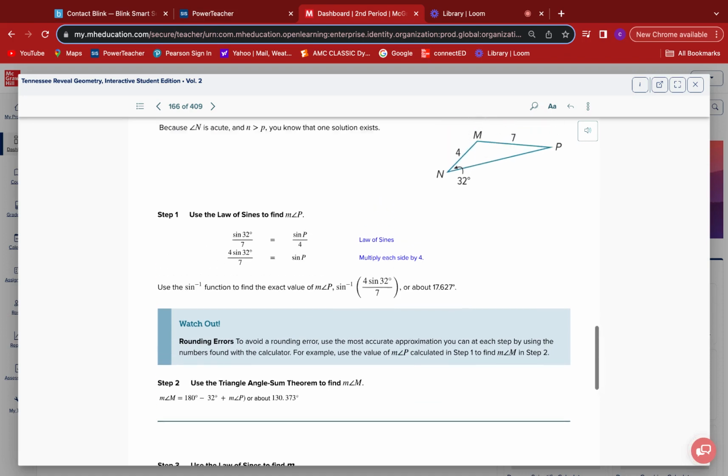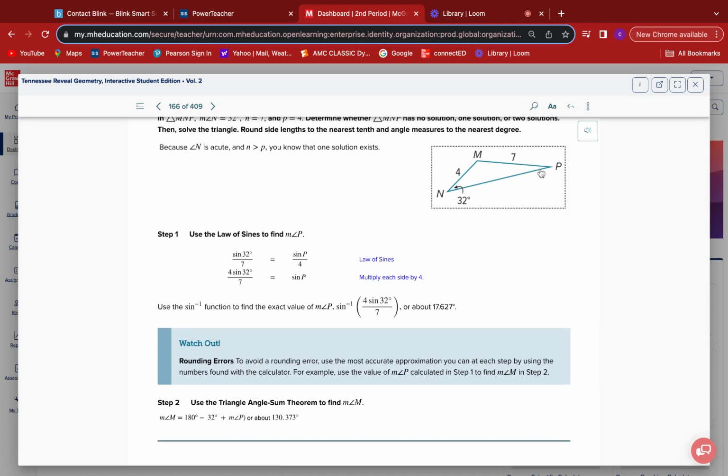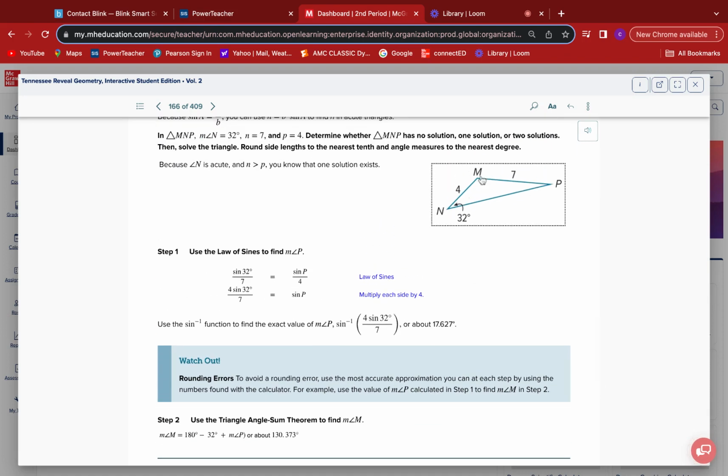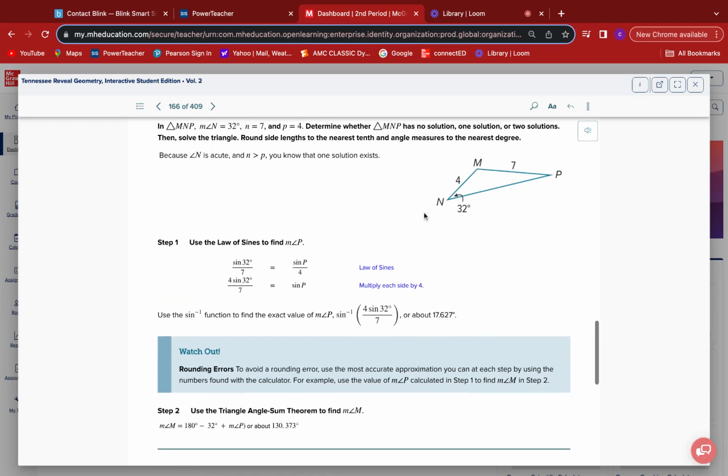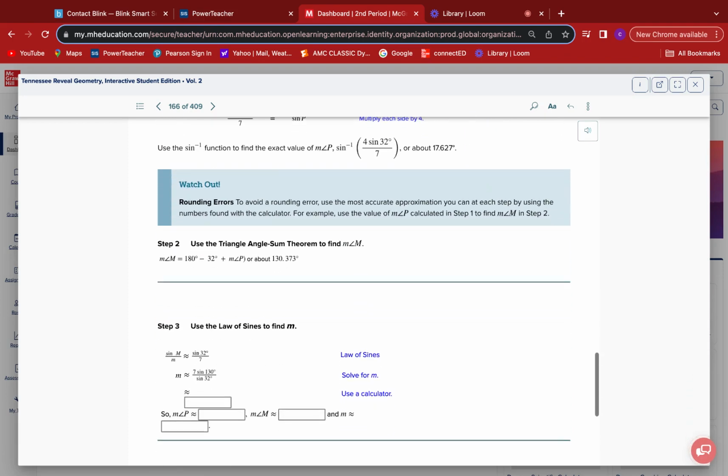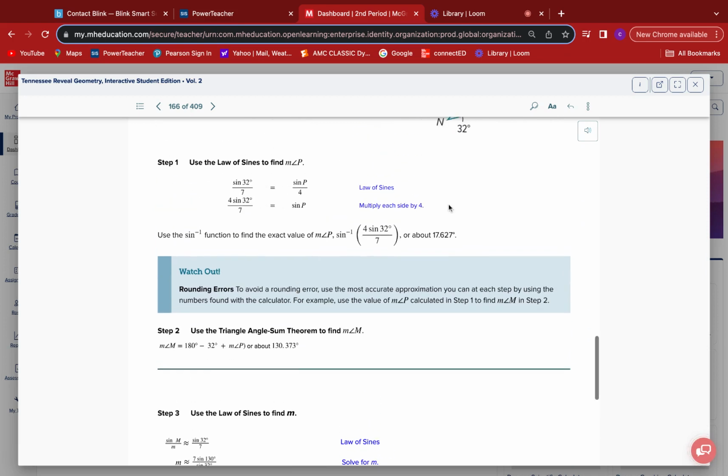All right, so now that I've got angle P, I can find angle M by doing the 3 angles of a triangle equal 180. So I have a feeling that's what's coming up next. 180, yes, minus 32 and minus the 17.6 degrees. And that gets me 130.373. That's going to be angle M.